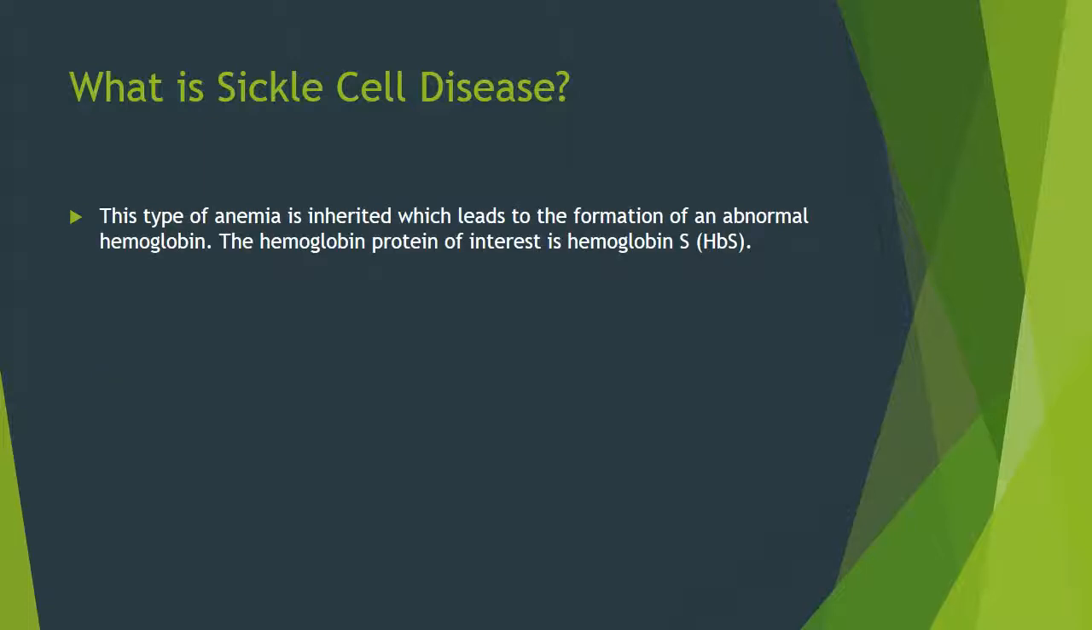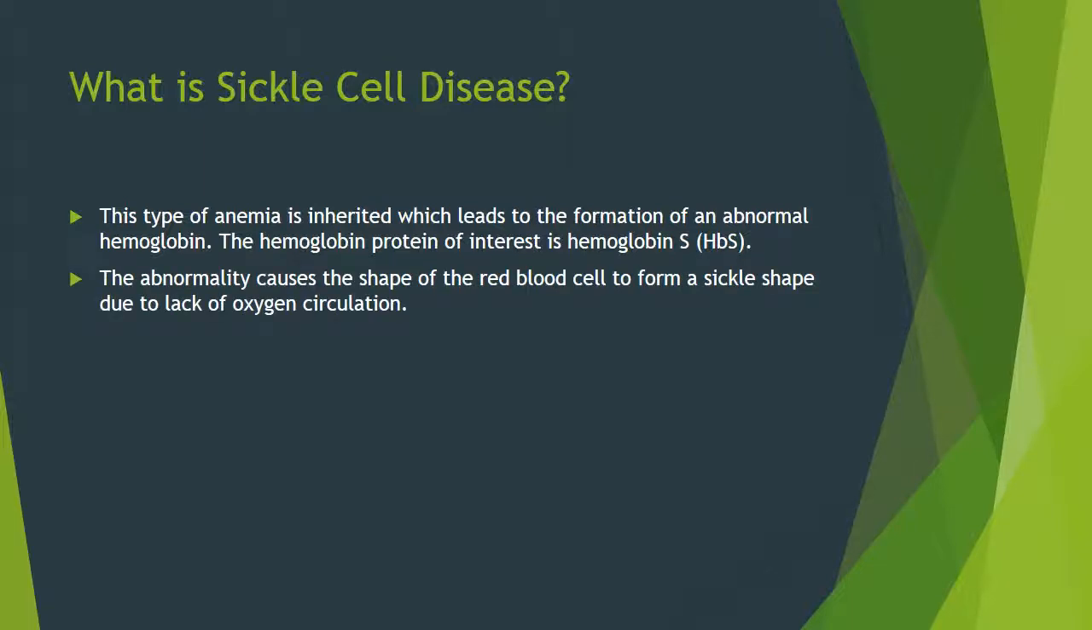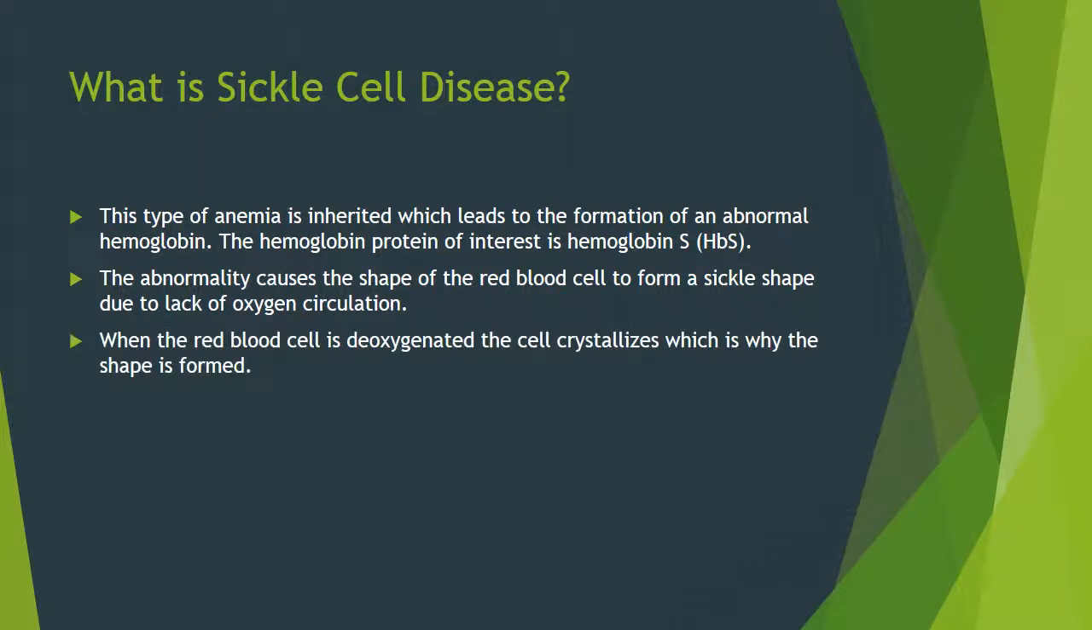This type of anemia is inherited, which leads to the formation of an abnormal hemoglobin. And the protein of interest is hemoglobin S, or HbS. This abnormality causes the shape of the red blood cell to form a sickle shape due to the lack of oxygen circulating within the blood cell. When the red blood cell becomes deoxygenated, the cell crystallizes, which is why the shape is formed.